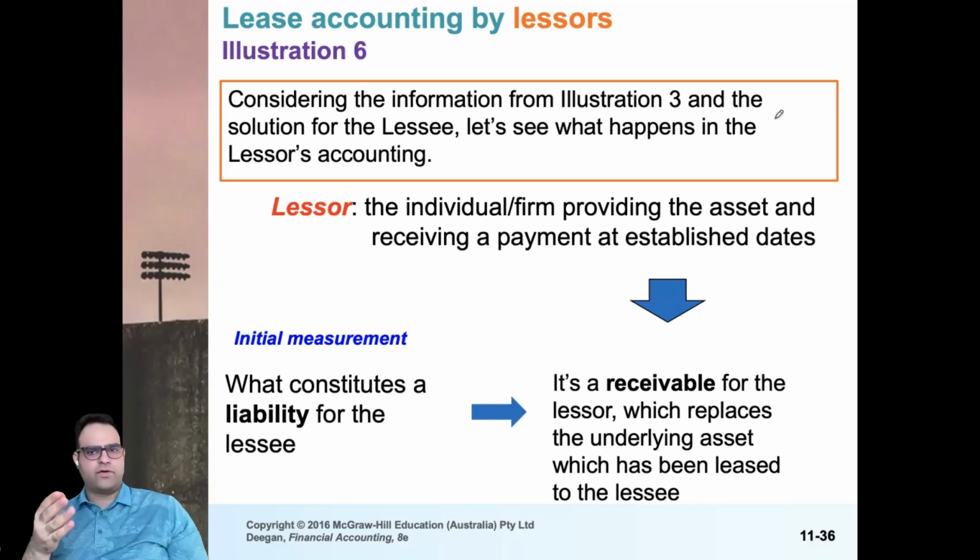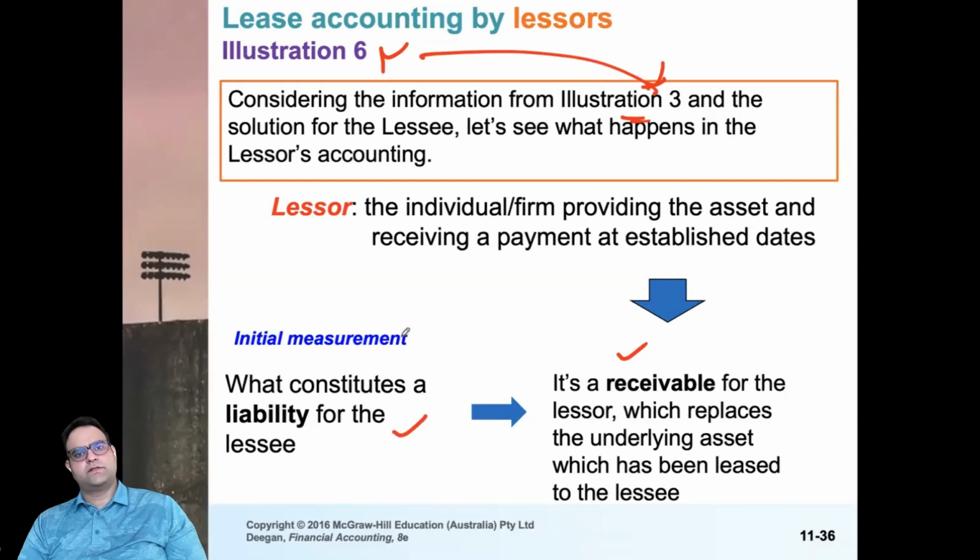I will do one of the questions for the lessor and leave a few illustrations for you, because in this question they are taking the same illustration, like illustration number 6 is basically a copy and paste from illustration number 3. What we do for the lessee, now we need to do for the lessor. So only the entry system will be changed. I will do one question and leave the rest for you to solve, which is quite similar to the last one.